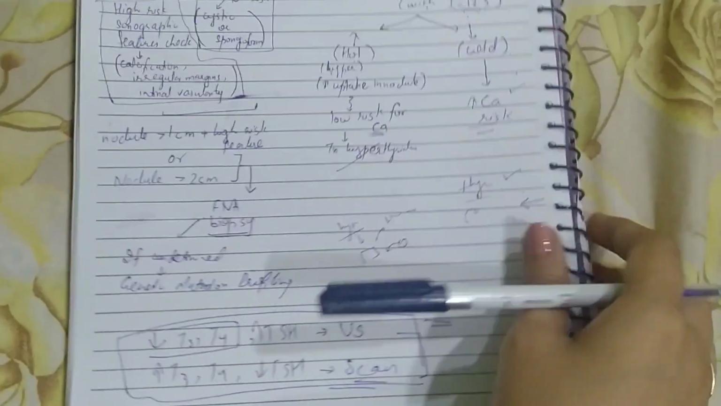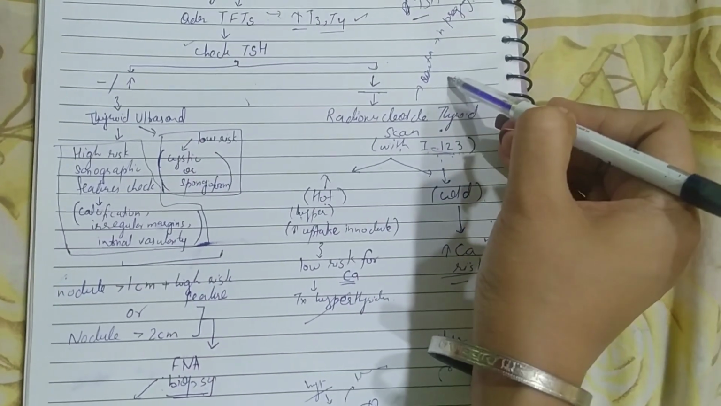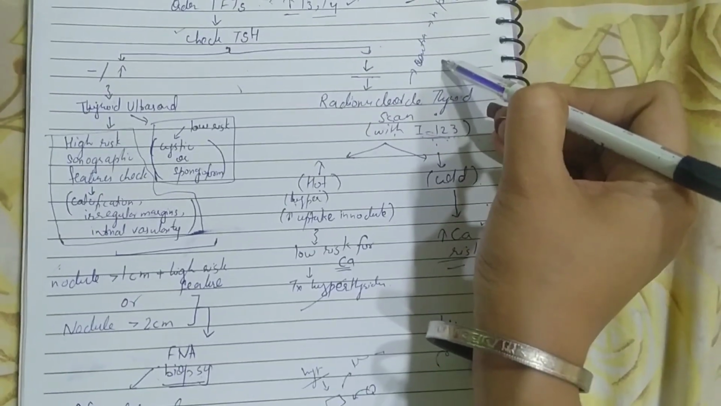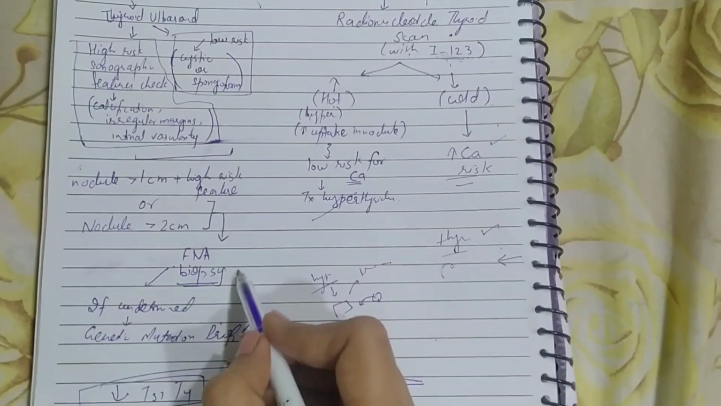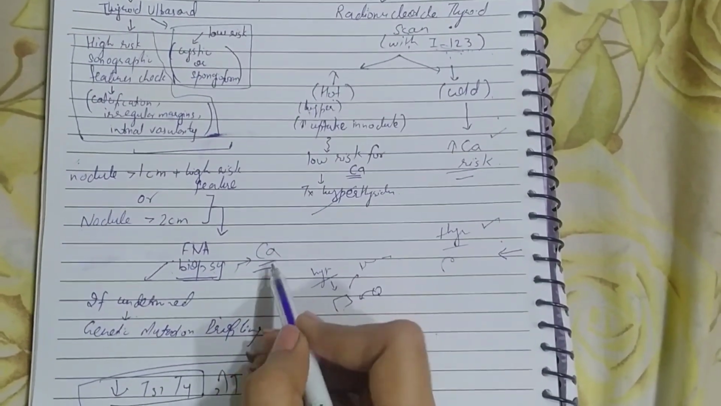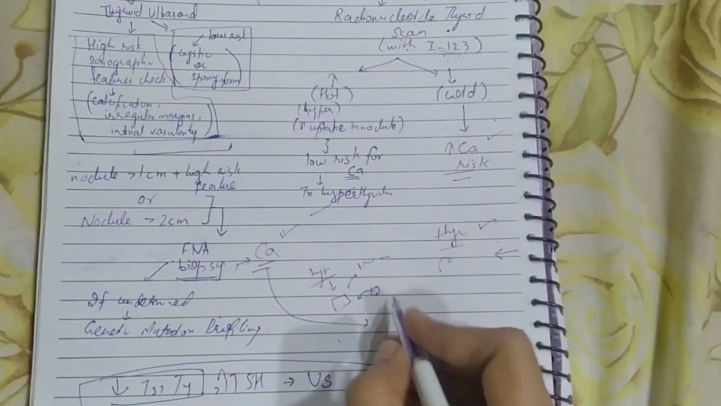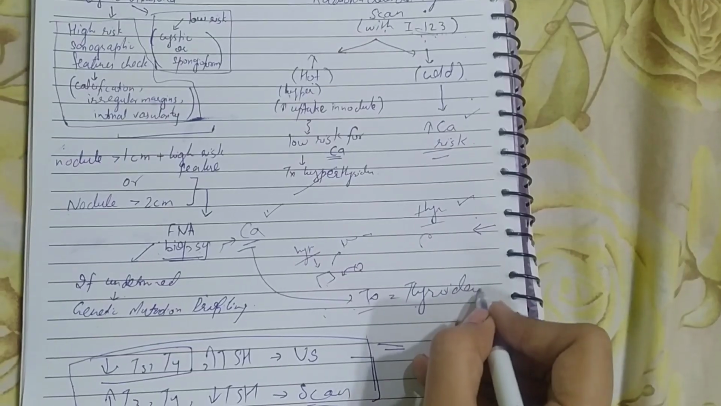Now, the radionucleotide thyroid scan is mostly contraindicated in pregnancy because it is a radionucleotide and can be harmful for the baby. Now, what if the FNA biopsy reveals a carcinoma? We have to perform thyroidectomy. The treatment is thyroidectomy.